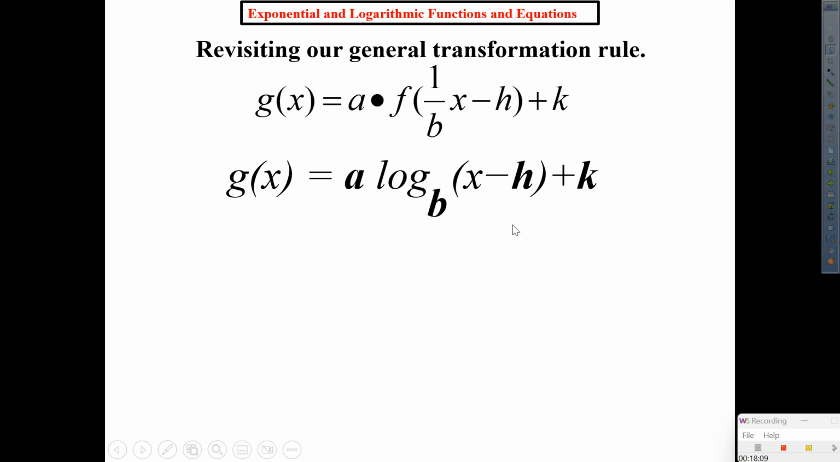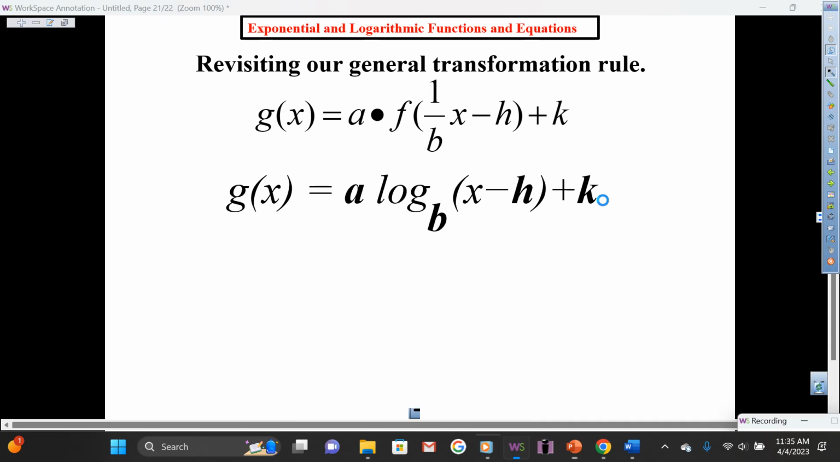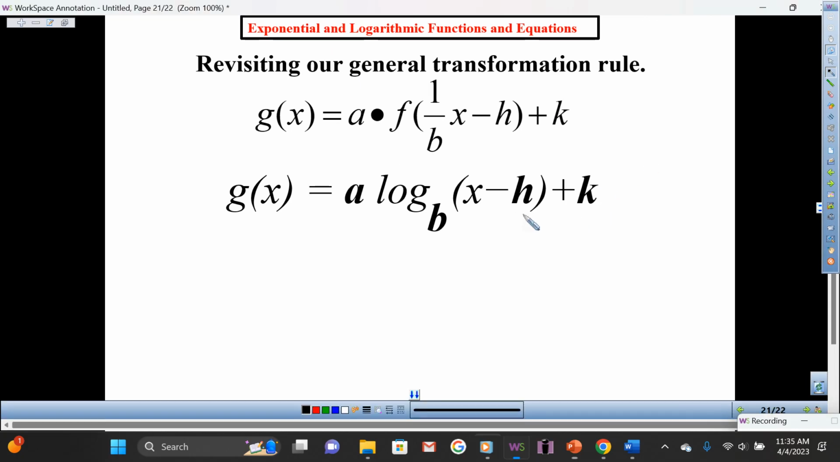Copy this. G of x equals A log B (x minus h) plus k. And once again, k still goes up and down. H still goes side to side. A stretches or compresses vertically. B stretches or compresses horizontally.